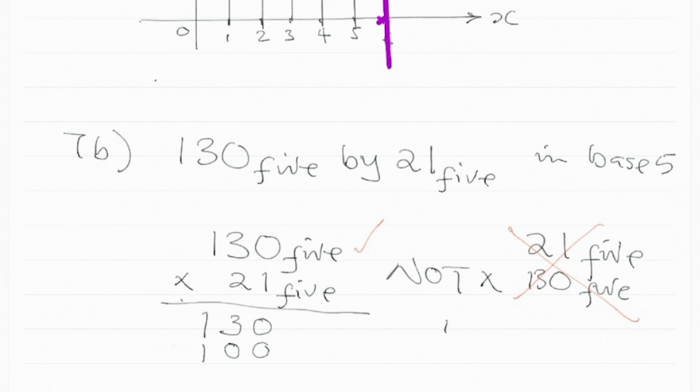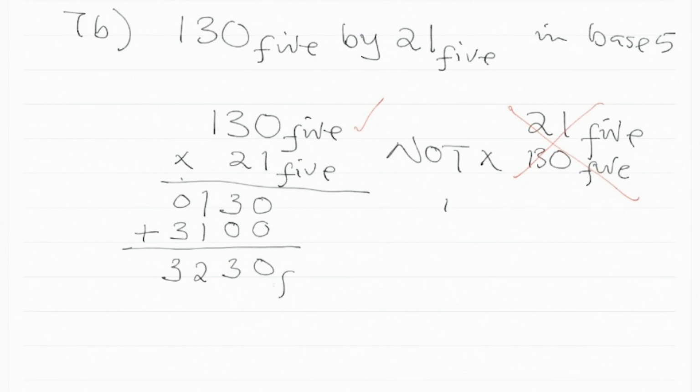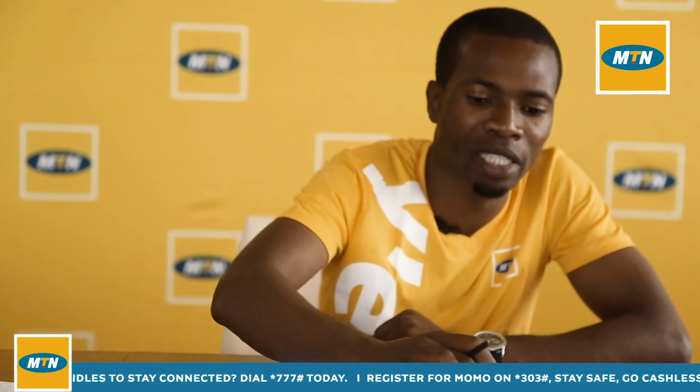Then here you do ordinary addition. 0 plus 0 is 0. 3 plus 0 is 3. 1 plus 1, it is 2. 0 plus 3 is 3. And this number, you can clearly see that there is no number which is 5 or greater. So this is your answer in base 5. There it is. So that is our answer for question number 7b.